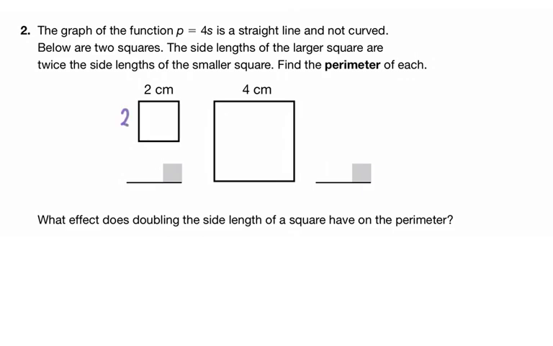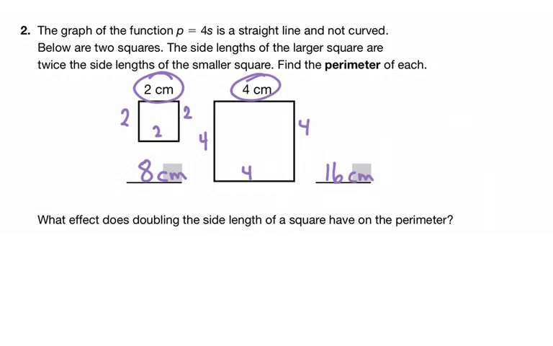So on this one, all the side lengths are 2 centimeters, and 2 times 4 is 8 centimeters. On the other one, that's twice as long, we have 4 centimeters on each side, and 4 times 4 is 16 centimeters. And so I want you to think about that. We know that the bigger square is twice as big as the smaller square. What effect does that have on the perimeter?